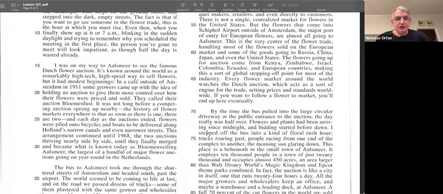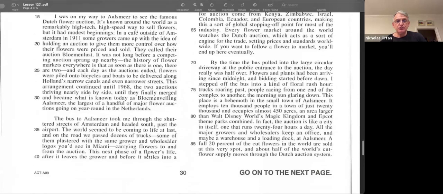This arrangement continued until 1968, the two auctions thriving nearly side by side until they finally merged and became what is known today as Bloemenveiling Aalsmeer, the largest of a handful of major flower auctions going on year-round in the Netherlands. So this is the biggest flower auction in the world.